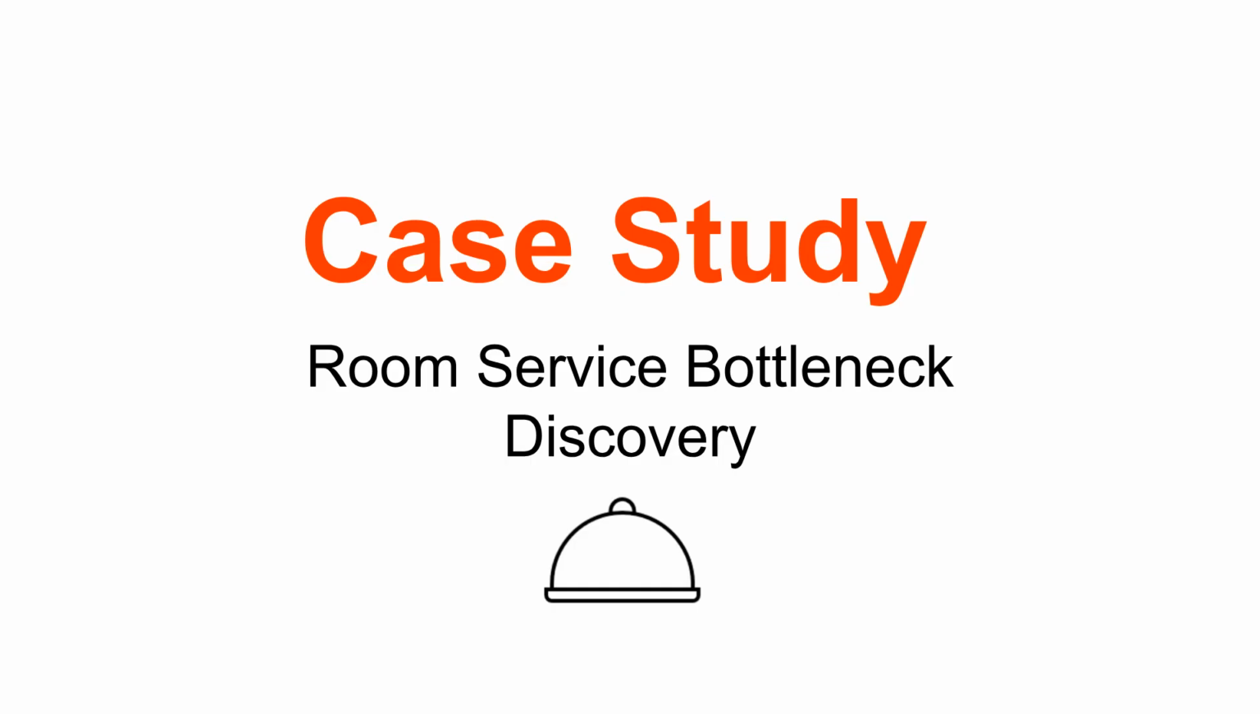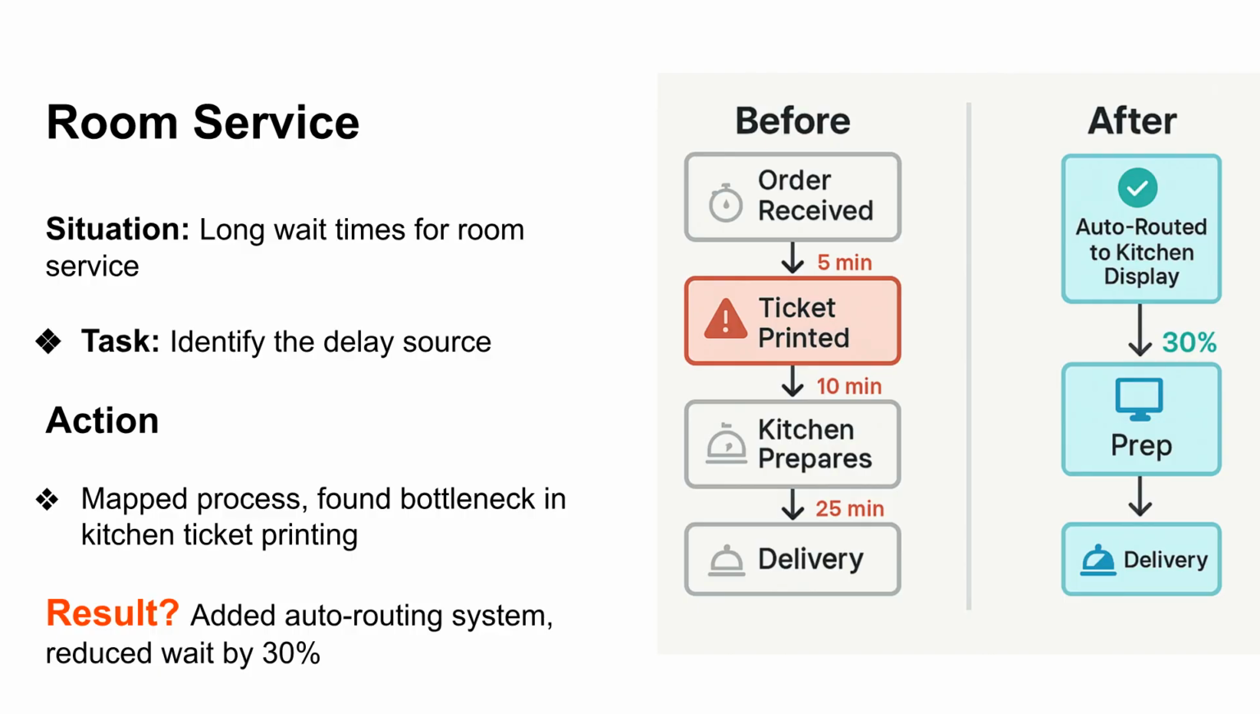Let's review a case study focusing on the discovery of a room service bottleneck. The situation was long room service wait times. By mapping the process, a bottleneck was found in kitchen ticket printing. The action taken was adding an auto-routing system, reducing wait times by 30%.